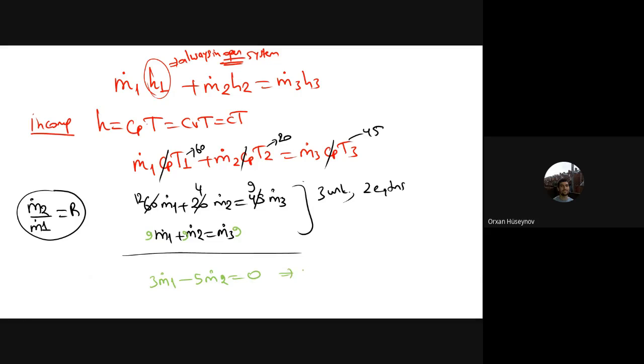And from here, m dot 2 divided by m dot 1 is equal to R, and that will be equal to 3.5. That's the ratio. So we have solved this question too. I think, yes, we have finished it.